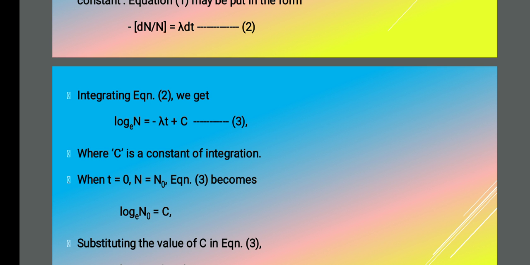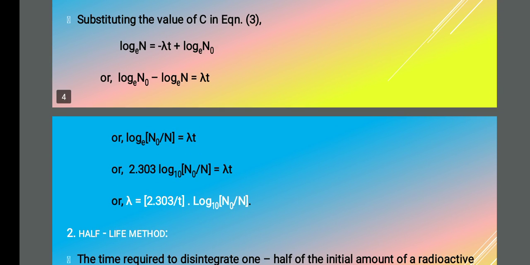You substitute the value of c in equation 3. You get log e N equals minus lambda t plus log e N0. Now you bring all the logs to one side. That is log N0 minus log N equals lambda t. Or simply you can write log N0 by N equals lambda t.